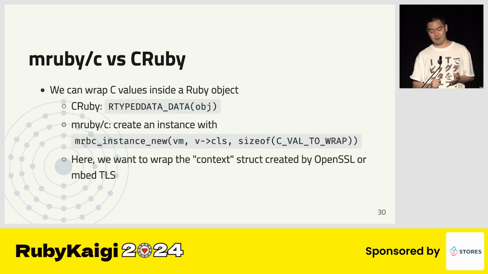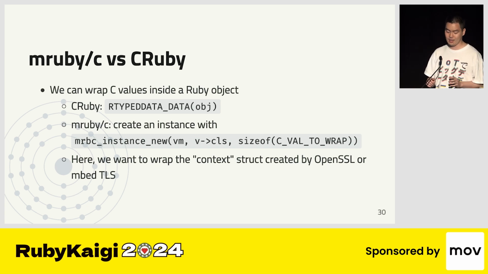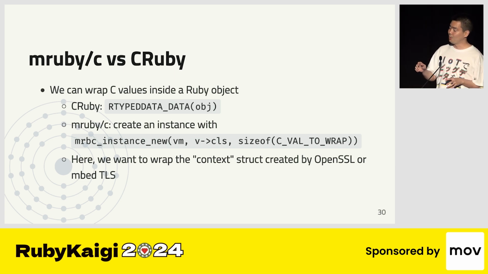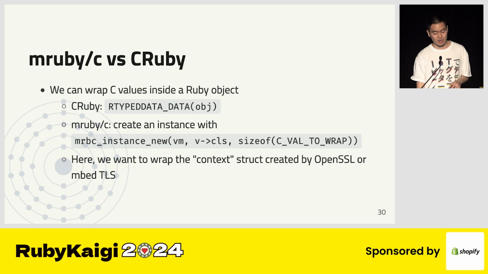So when writing a C library wrapper, you want to wrap this library's context value, which is a value in C, into a Ruby object, so that we can keep track of the context through an instance value. In CRuby, it is done by using the TypedData macro. In mruby/c, it is done a little bit differently by creating an instance with the mrbc_instance_new function, which takes a VM, the pointer to the class, then it takes the size of the buffer to create. So here we want to wrap the context struct created by OpenSSL in mbedTLS.